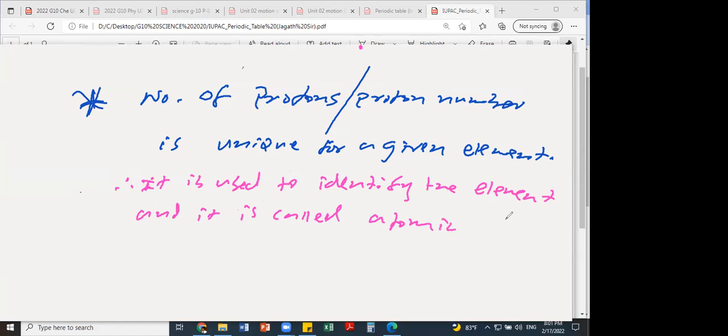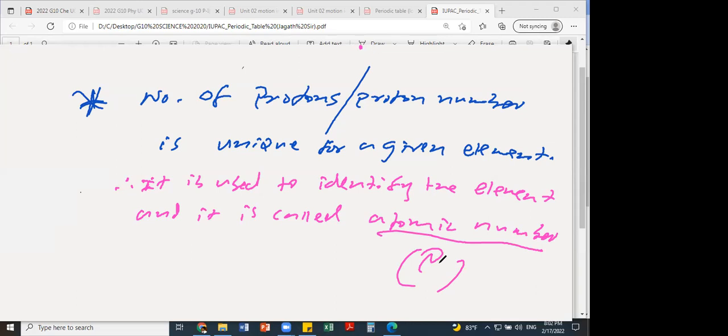Because the other two can change. Neutrons and electrons can change with the charge and all. Even with a charge, the proton number does not change. Whether it's neutral or positive or negative, the proton number will never change unless it is a nuclear reaction. Which number is unique for a given element? Atomic number. Atomic number is nothing else but protons.